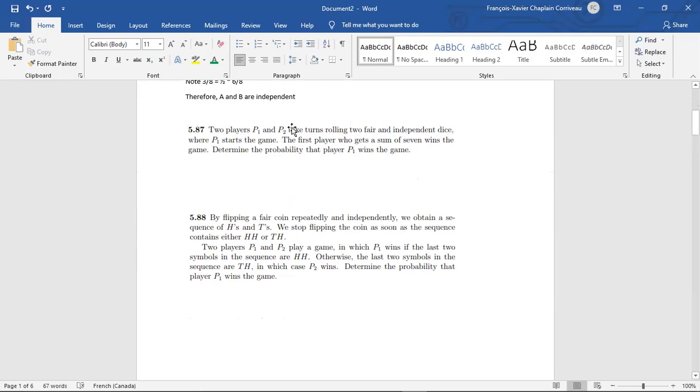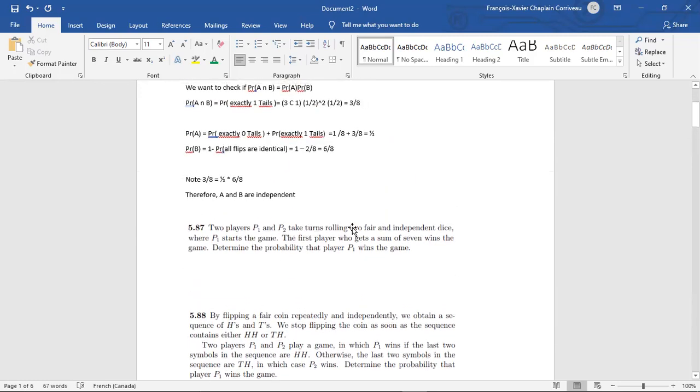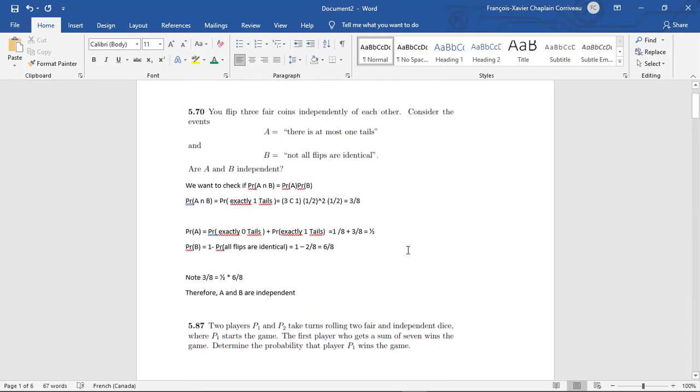So 2 players, P1 and P2, take turns rolling 2 fair and independent dice, where P1 starts the game. The first player who gets a sum of 7 wins. We want to find the probability that player 1 wins the game. It looks a lot like your assignment. It's essentially the same question, but now the probability of winning is different.